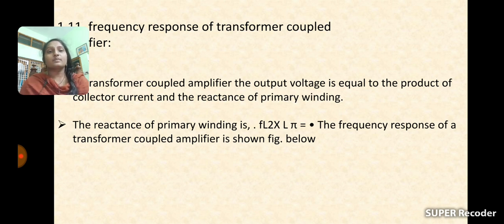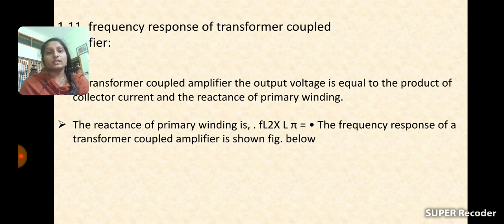Next, the frequency response of the transformer coupled amplifier. First of all, what is meant by frequency response? The curve drawn between the frequency and the gain or the amplitude of the given signal is called the frequency response. It is the curve drawn between the given voltage, either the gain or something else, and the frequency of that particular signal.